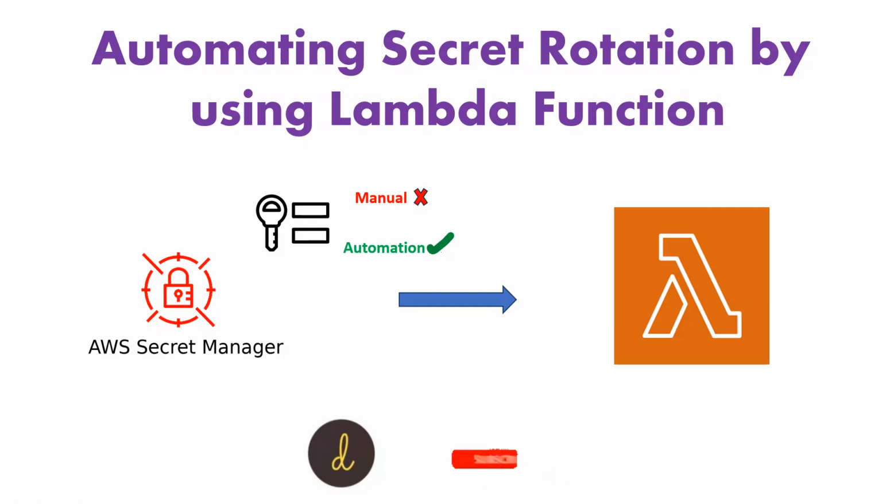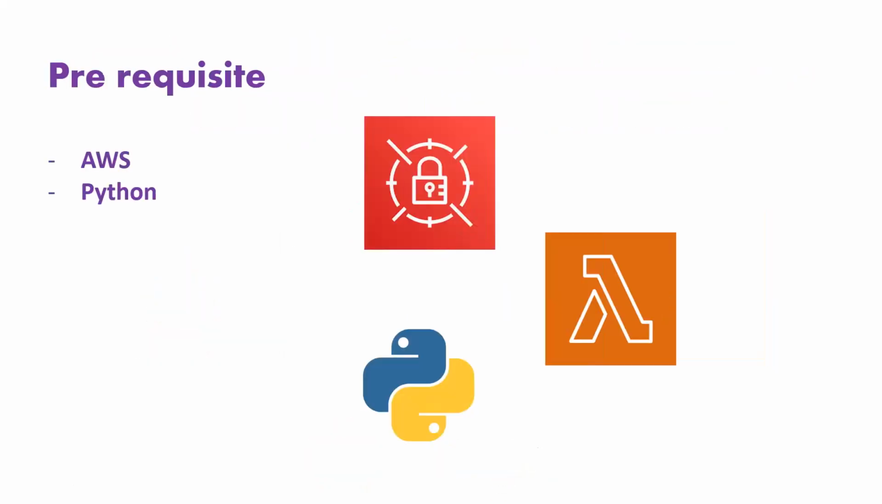Welcome to my channel. In this particular video, we are going to discuss automating secret rotation by using Lambda functions. Prerequisite to watch this video, you need to know the basics of AWS and Python. Especially in AWS, you need to know services like Secrets Manager, Lambda functions, EC2, and a few other networking components in AWS.